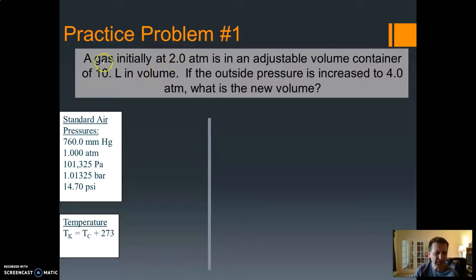Okay, so the gas is initially at 2 atmospheres. You need to know that atmospheres is a unit of what? Well, it's a unit of pressure, right? It's not temperature, it's not volume. It's in an adjustable volume container of 10.0 liters in volume. So we have a pressure and a volume. It says if the outside pressure increases to 4 atmospheres, what's the new volume? So we already know what we're solving for here. There's no mention of temperature. If there's no mention of it, we could assume it's constant.